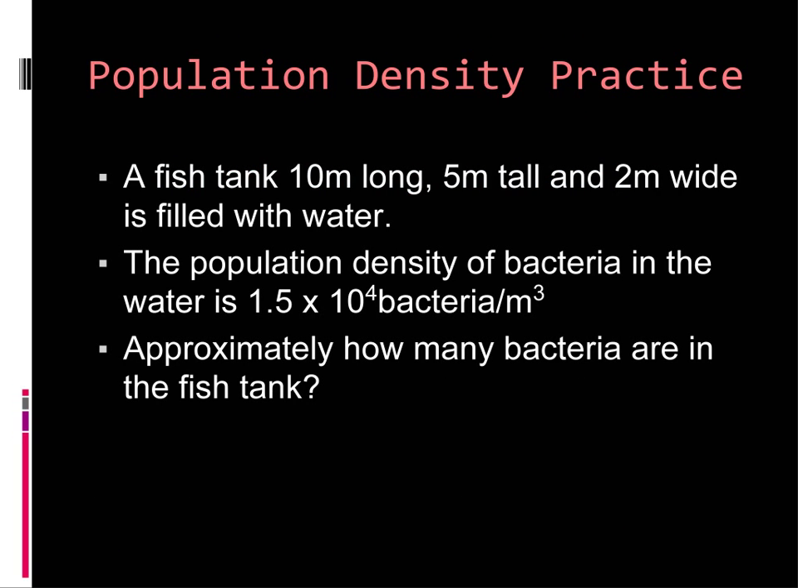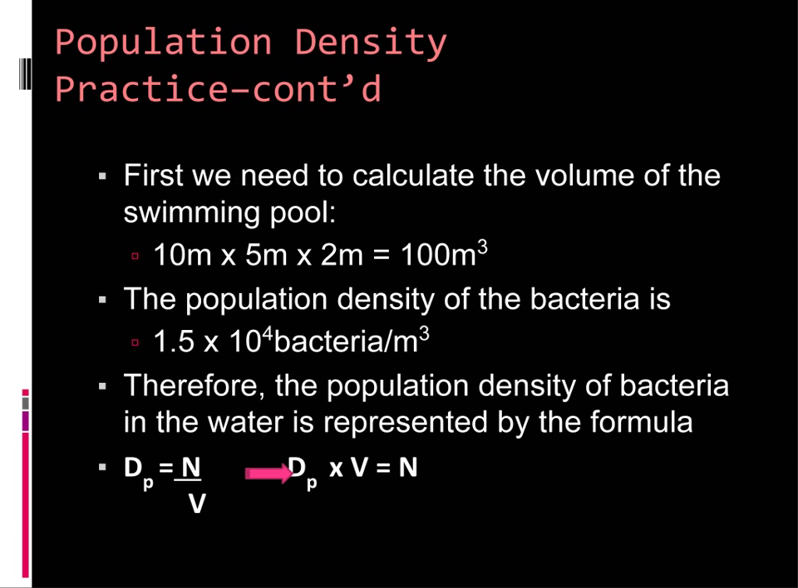So just a bit of population density practice here. You have a fish tank that is 10 meters long, 5 meters tall, 2 meters wide, and it's filled with water. Now the population density of the bacteria in the water is 1.5 times 10 to the 4th bacteria per meter squared. Approximately how many bacteria are within the fish tank? Well, if we go through this, we need to first calculate the volume of our swimming pool. Our volume is 10 meters times 5 meters times 2 meters, which gives us 100 meters squared. So that equals our volume.